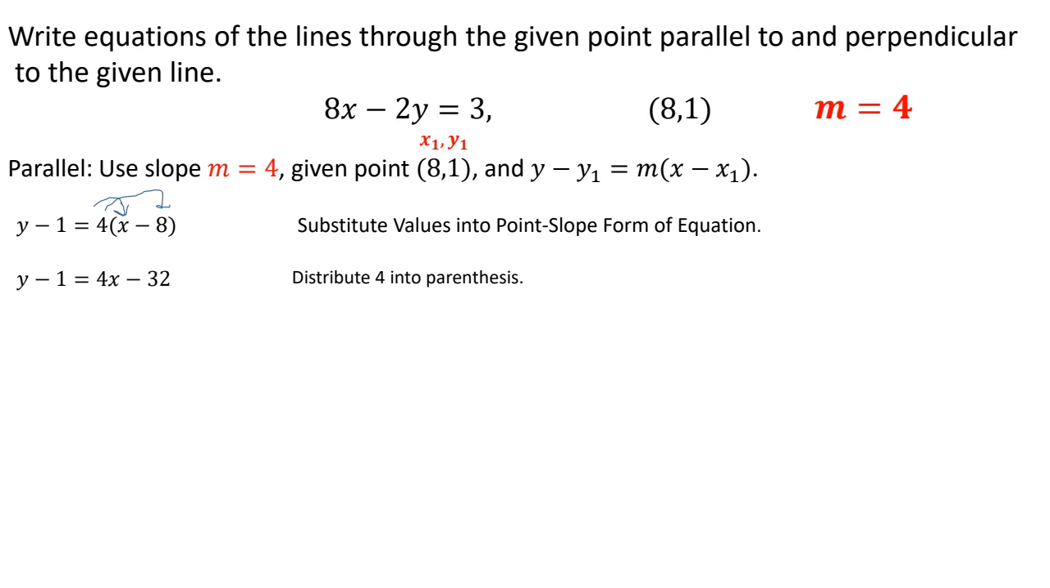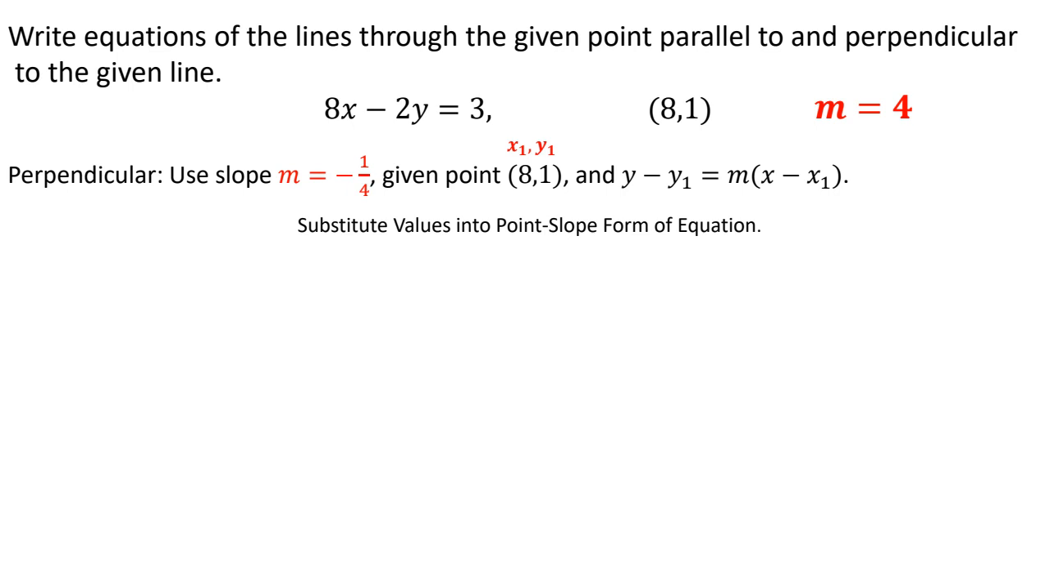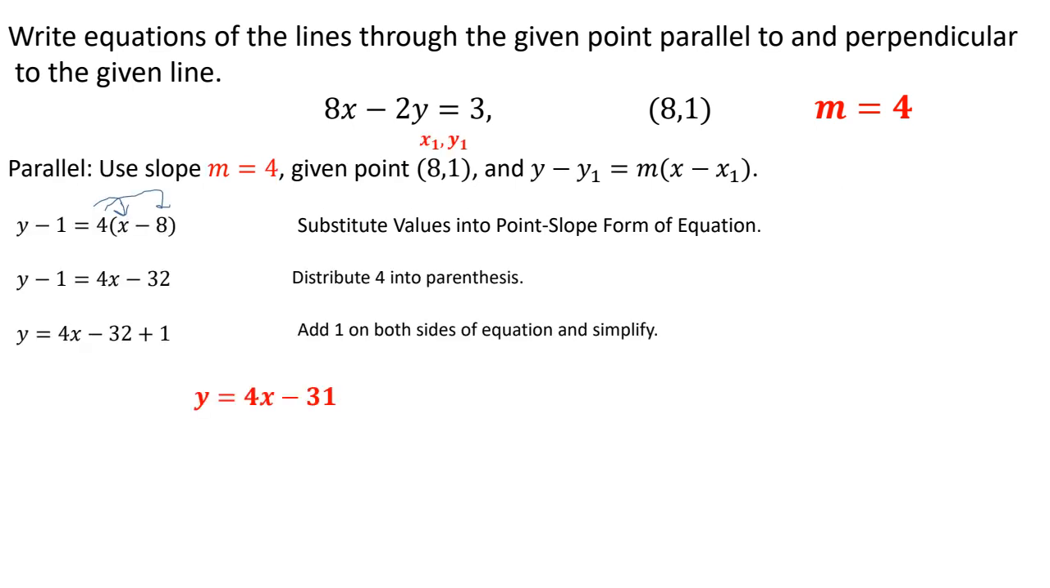And when I do that, I have y minus 1 is equal to 4x minus 32. And the last thing I need to do is just add 1 on both sides, right? So when I add 1 on both sides, I have minus 32 plus 1, which is going to give me minus 31. So this line is parallel to this given line.